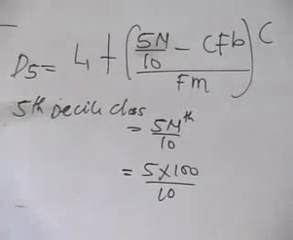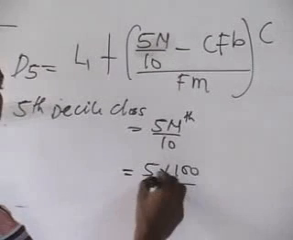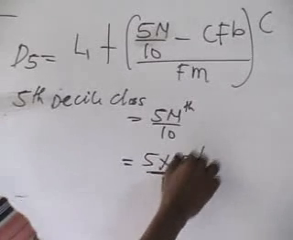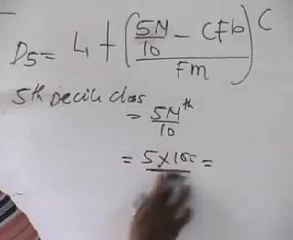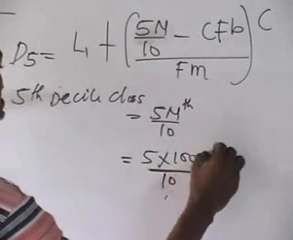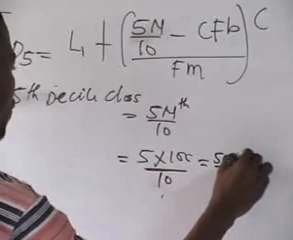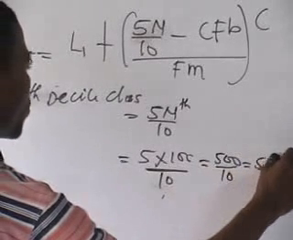So we now have 10, so this cancels this. What are you going to have? 5 times 100, because some people don't know how to cut. 500 times 100, that's 500 divided by 10. So 500 divided by 10 is your 50th position.